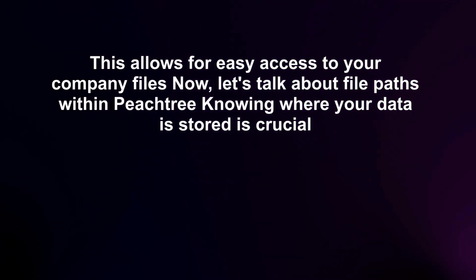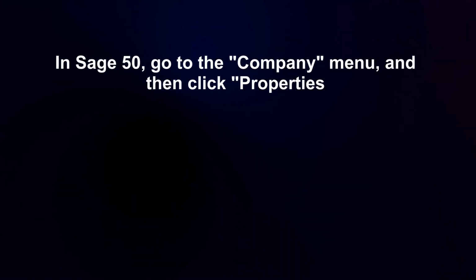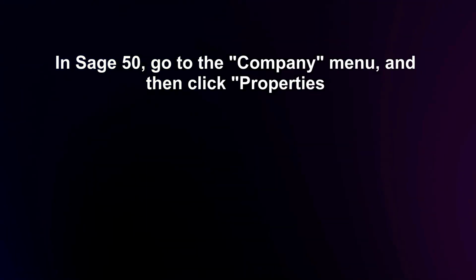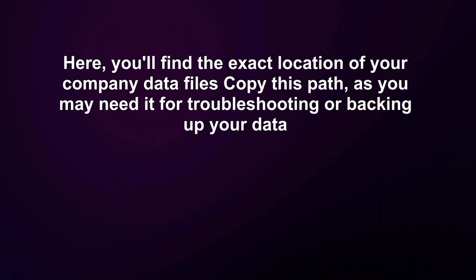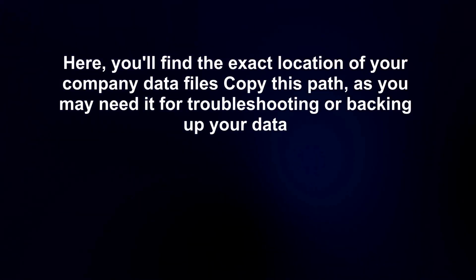Now, let's talk about file paths within Peachtree. Knowing where your data is stored is crucial. In Sage 50, go to the Company menu and then click Properties. Here, you'll find the exact location of your company data files. Copy this path, as you may need it for troubleshooting or backing up your data.